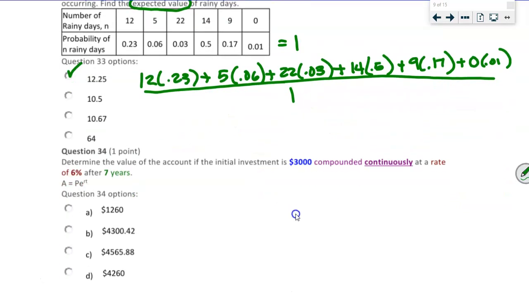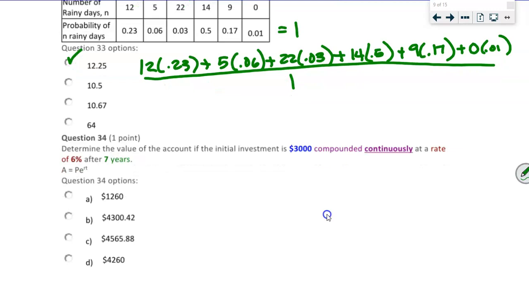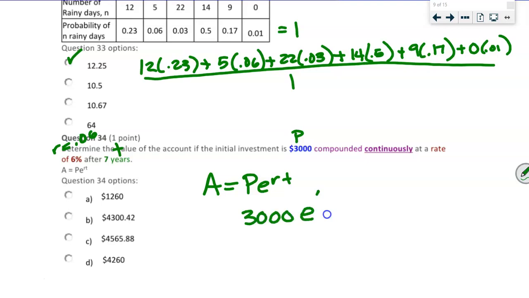34 says, determine the value of the account if the initial investment is $3,000 and it's compounded continually at a rate of 6% after 7 years. So this is A equals P-E-R-T. So our P is going to be the 3,000. Our rate is going to end up being 0.06, right? Because we're going to change it from a percent to a decimal. And then this is going to be our time. So when we do this, we're going to do 3,000 multiplied times e to the 0.06 times 7 power. And when we do that and put it in the calculator, I'm pretty sure I got C.